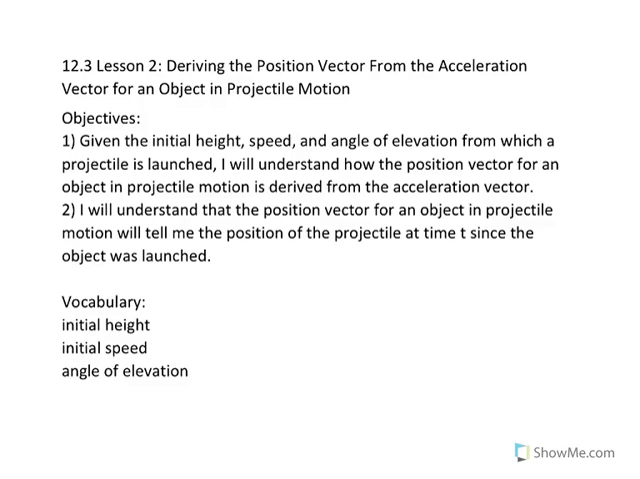12.3 Lesson 2, Deriving the Position Vector from the Acceleration Vector for an Object in Projectile Motion. The objectives for today's lesson are: 1. Given the initial height, speed, and angle of elevation from which a projectile is launched, you will understand how the position vector for an object in projectile motion is derived from the acceleration vector.